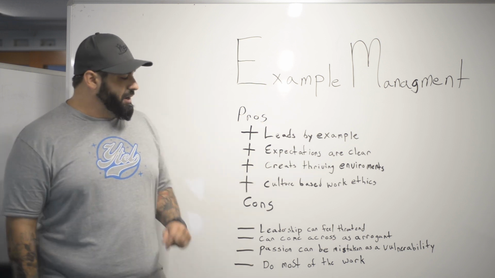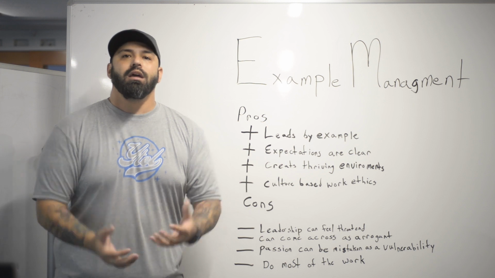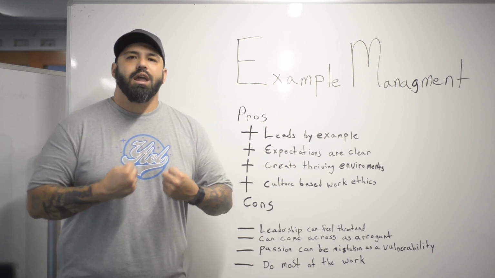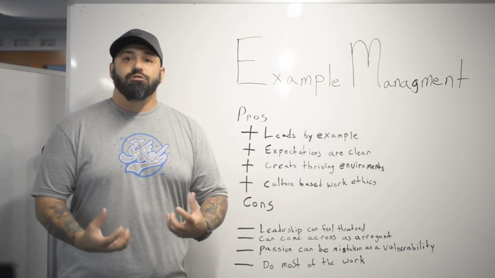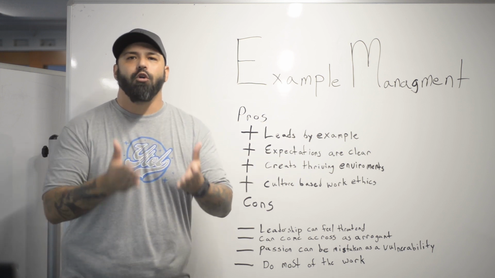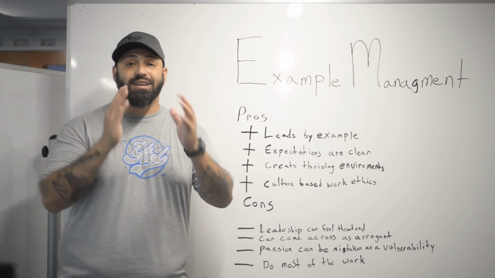The next one we're going to be going over is passion can be mistaken as a vulnerability. Sometimes when you show a lot of passion, it comes across as somebody can take advantage of you. And you're using your emotions to show how much you care about everything. That can be misconstrued as a vulnerability, and that is a con of example management.